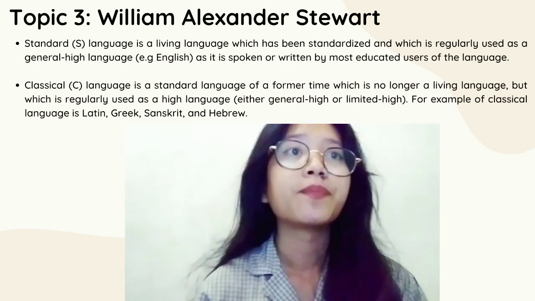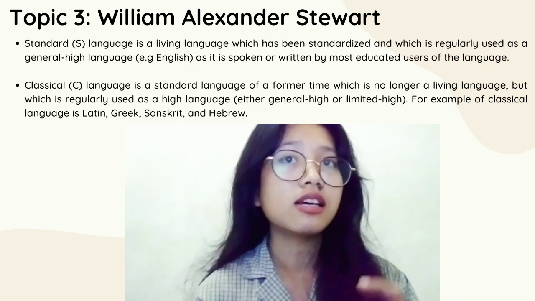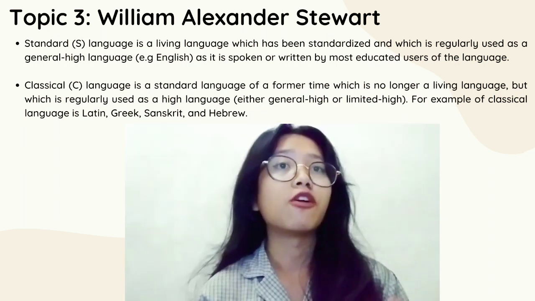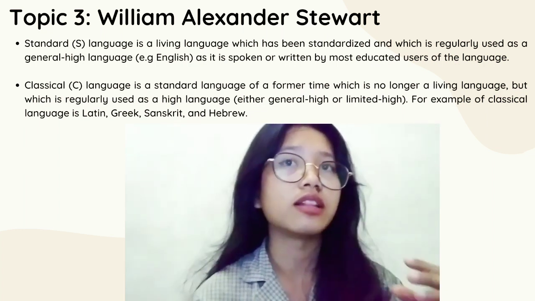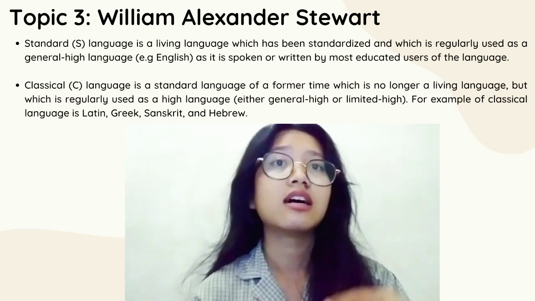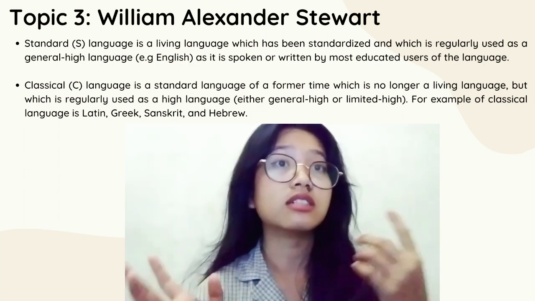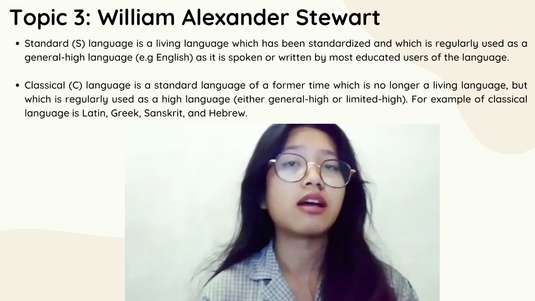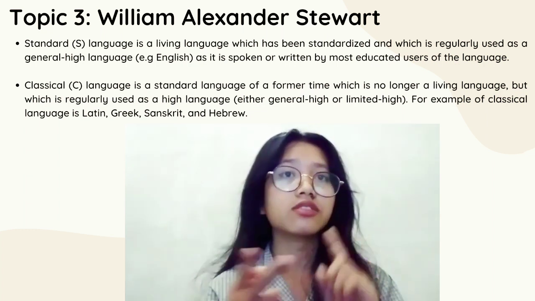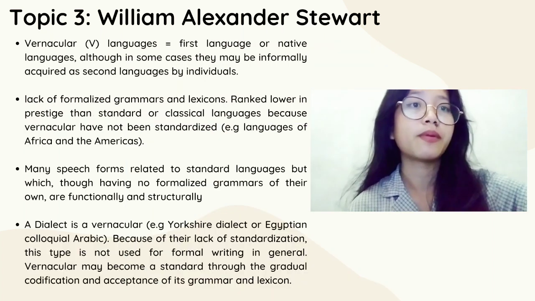Classical, with the symbol C, is a standard language of a former time, which is no longer a living language, but which is regularly used as a high language, either general high or limited high. Examples of classical languages are Latin, Greek, Sanskrit, and Hebrew.